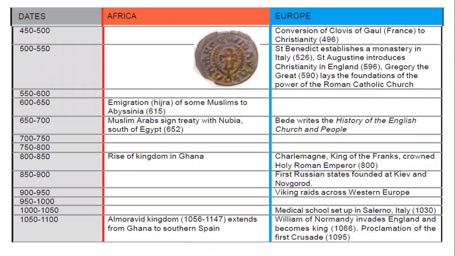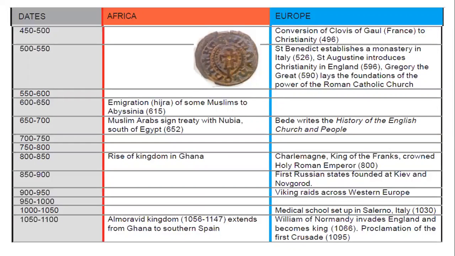600 to 650, we see the immigration of some Muslims to Abyssinia. 650 to 700, Muslim Arabs sign a treaty with Nubia, which is south of Egypt. 800 to 850, we see the rise of the kingdom of Ghana. And 1050 to 1100, we see the Almoravid kingdom, which extends from Ghana to southern Spain.